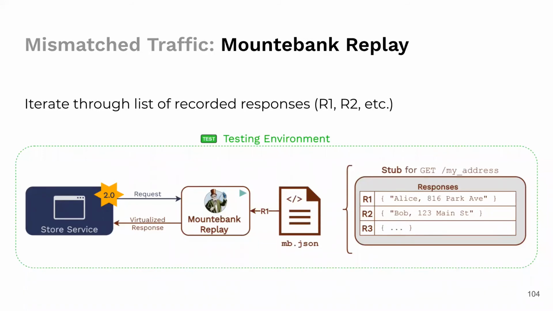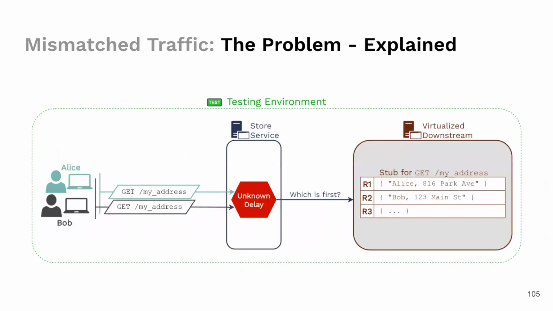So with this behavior in mind, let's re-examine our traffic mismatch problem. A traffic mismatch problem can occur if there are two or more identical requests that are replayed in close sequence, about the same time, and Mountebank, our downstream service virtualization tool, has more than one recorded response matching those requests. In such a case, the Mountebank test double, the virtualized service, might return a mismatched response. So we've got to fix this.